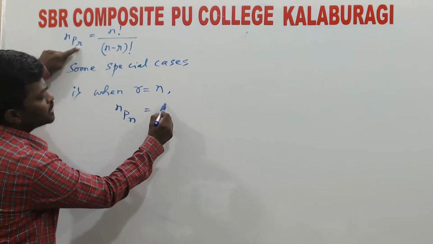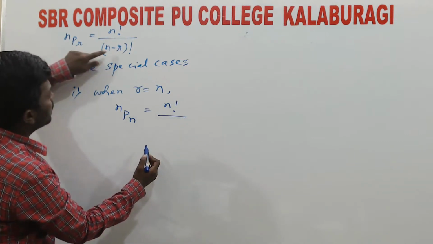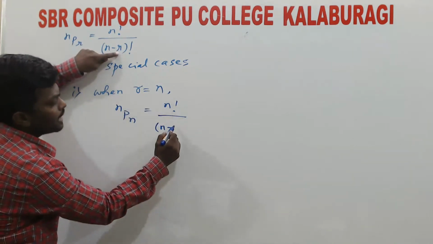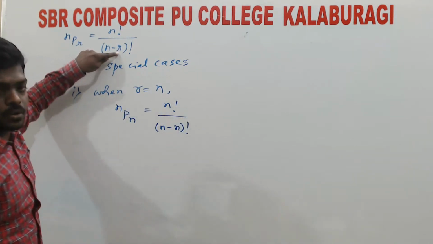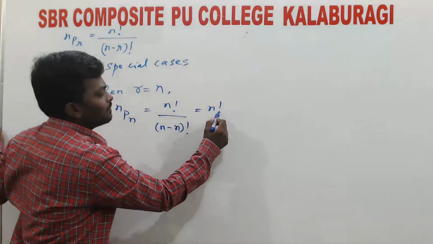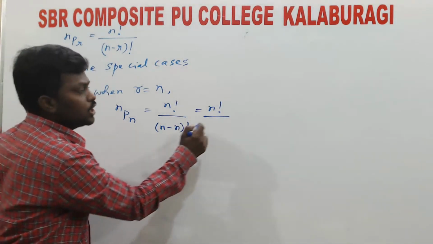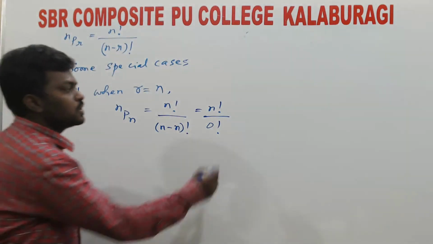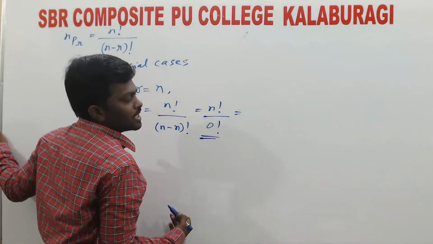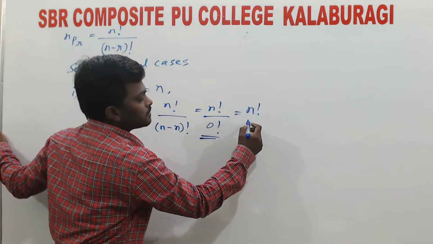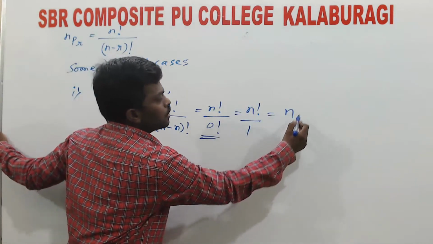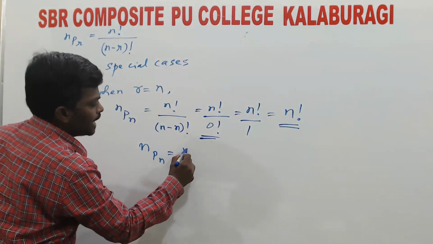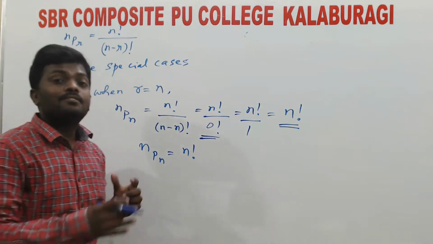nPn is equal to n factorial by (n minus r). What is r here, students? n factorial by (n minus n), 0 factorial. You already know 0 factorial is 1, which is equal to n factorial. So what is our nPn? nPn is equal to n factorial.